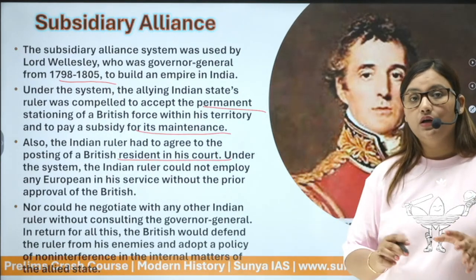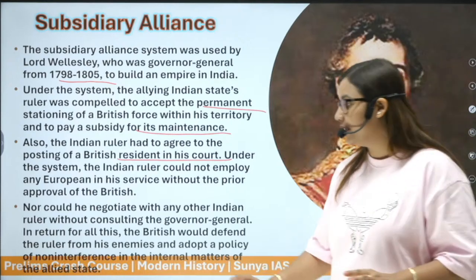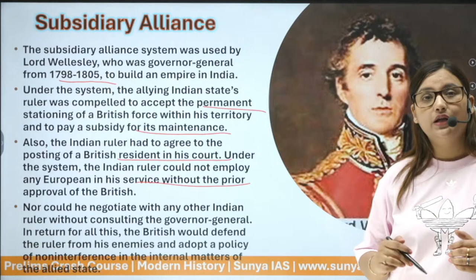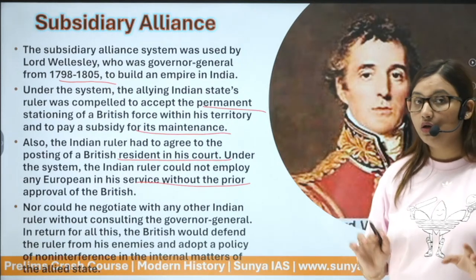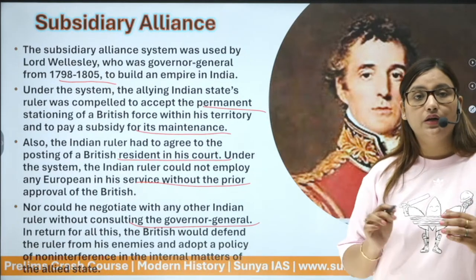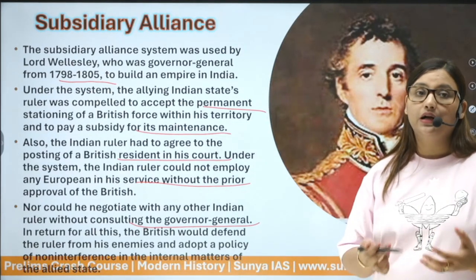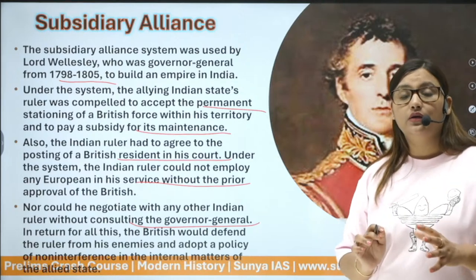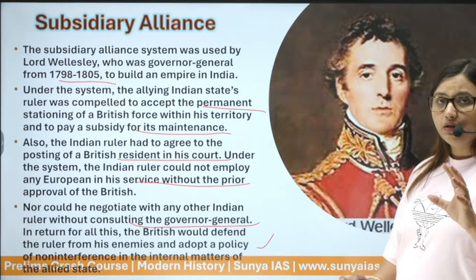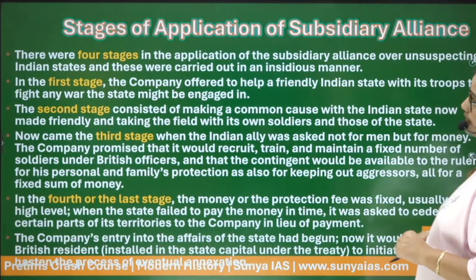Okay, so the Indian ruler could not employ any other European in his service without the permission of the British, nor could he negotiate with any other Indian ruler without consulting the Governor General. So the British would defend the ruler from his enemies and adopt a policy of non-interference in the internal matters of the allied state. So these kinds of things were there in the subsidiary alliance.